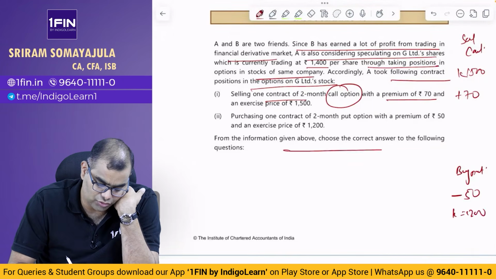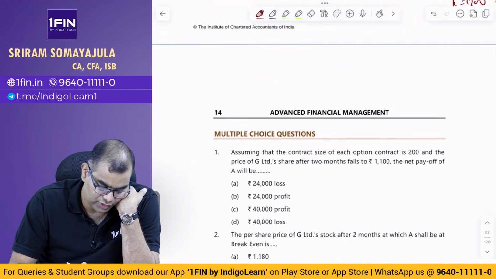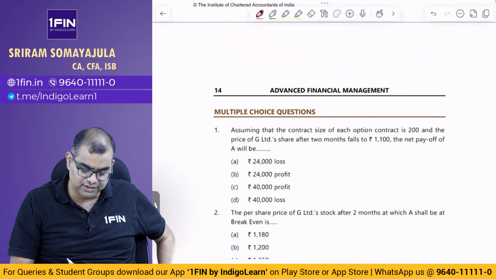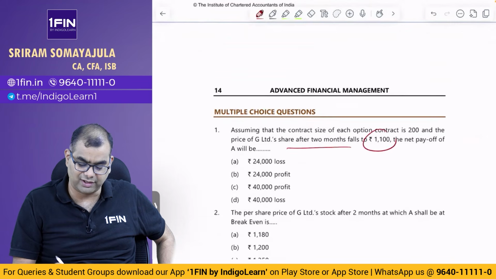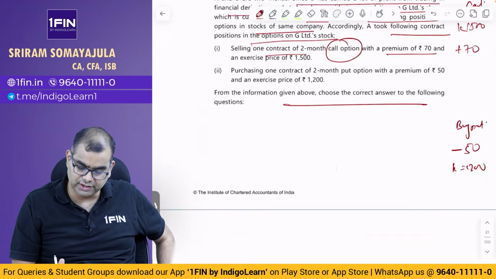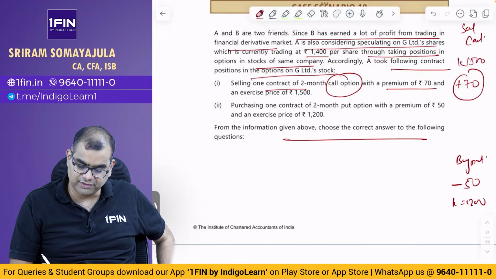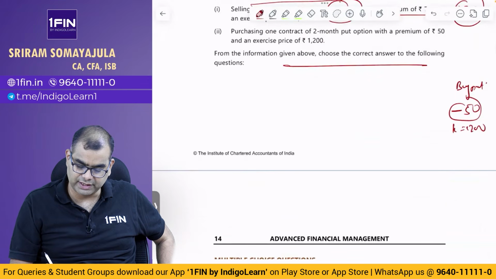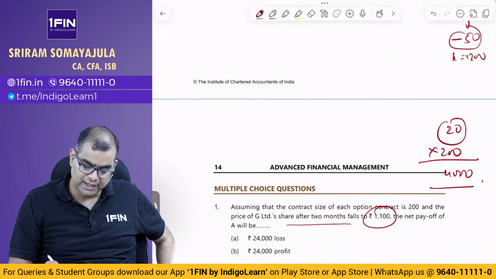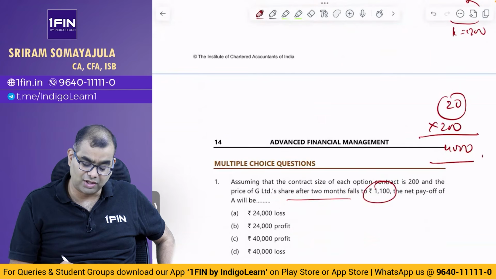Now from the information above, choose the correct answer for the following questions. Assuming the contract size of each option contract is 200 and the price of G after 2 months falls to 1100, the net payoff: so size is 200, you're getting premium of 70, paying premium of 50, so you're getting net premium of 20 into 200, which is 4,000. This is the gain that you're making. And price of G after 2 months falls to 1100.